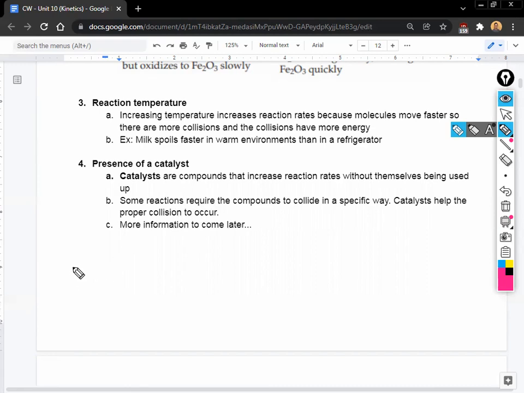So for example, let's say that we have a chemical here and then we have a chemical that looks like this. The only way for the reaction to happen is for this compound to collide this way, okay? A catalyst will help facilitate that. A catalyst helps that molecule go in the correct way, okay? And so this is kind of without being used up in the reaction.